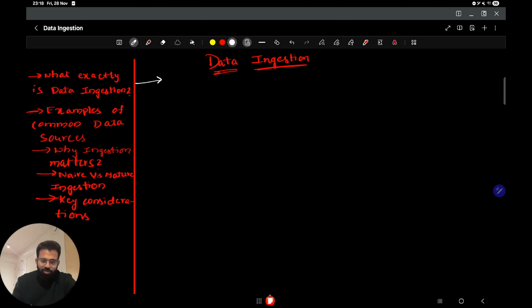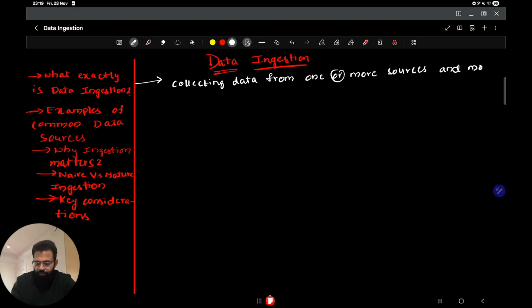So ingestion is basically the process of collecting the data from one or more sources and moving it into the data platform that you are trying to build, for storage or processing, which also means any kind of transformation logic, and of course for any kind of analysis.